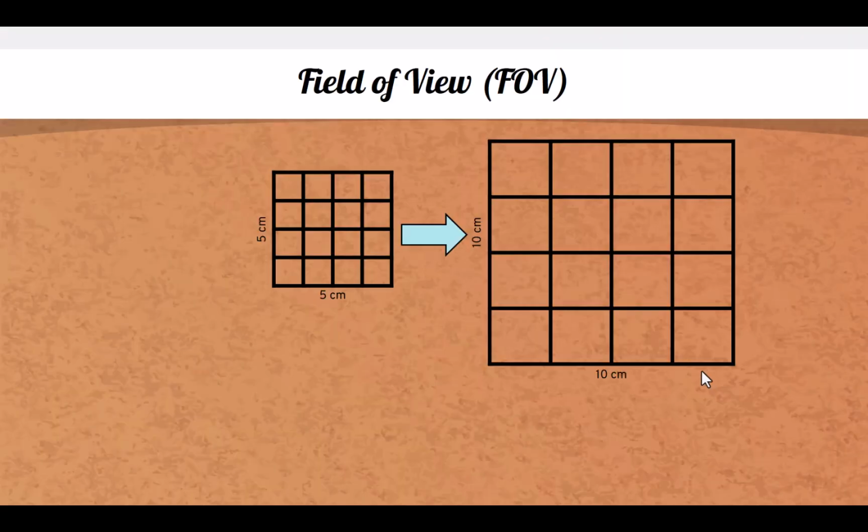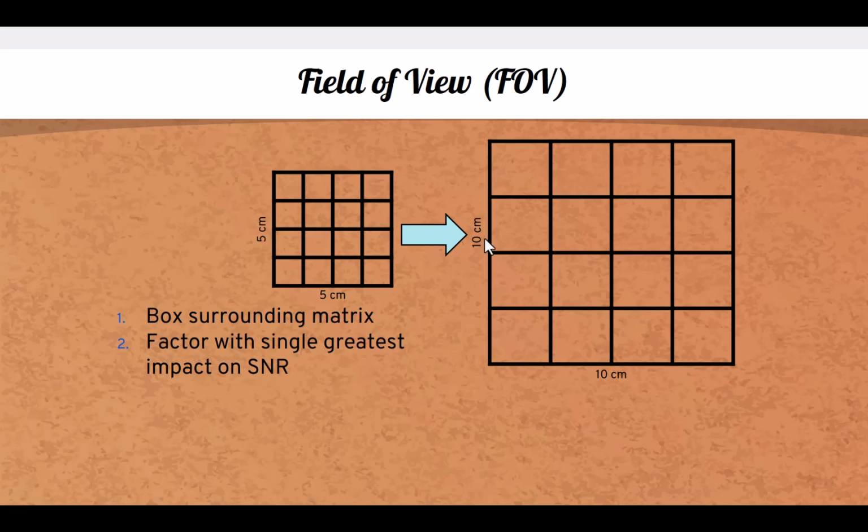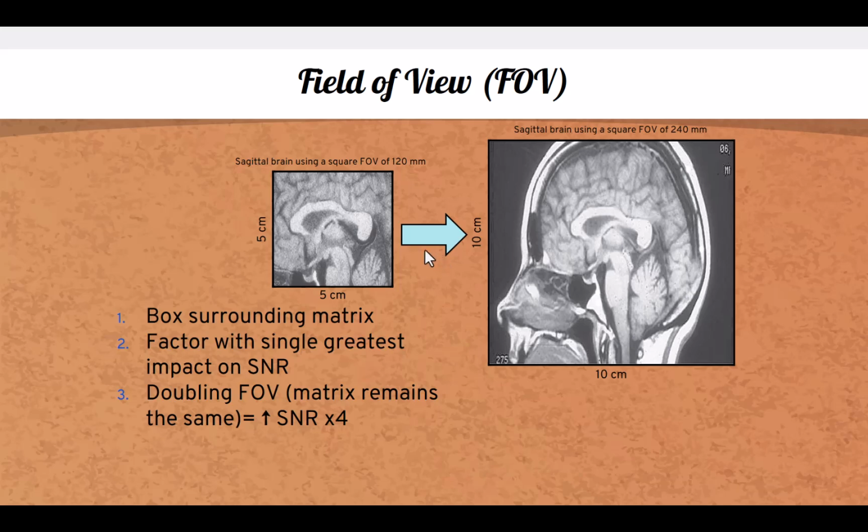Field of view, FOV. This is the box surrounding the matrix. It is the factor with the single greatest impact on SNR. So if your image is really signal starved, increasing your field of view might be your best option. Simply by doubling the field of view when the matrix remains the same, you're going to increase your SNR by a factor of 4 because you're not only doubling the height, but you're also doubling the width of each pixel. So that's why you're going to increase your SNR by a factor of 4.